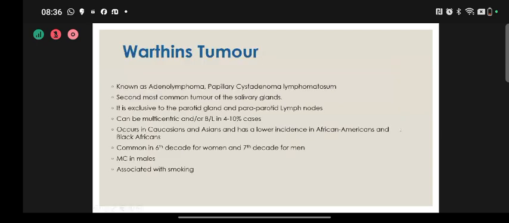Next, coming to Warthin's, it is also known as adenolymphoma, papillary cystadenoma lymphomatosum. It is the second most common tumor of salivary glands. It is exclusive to the parotid glands, and paraparotid lymph nodes may also be involved. It can be multicentric and or bilateral in 4 to 10% of cases. Most commonly occurs in Caucasians and Asians, and lower incidence is noted in African Americans and Black Africans. Commonly seen in the 6th decade for females and 7th decade for males. Most commonly, it is seen in males who are smokers.